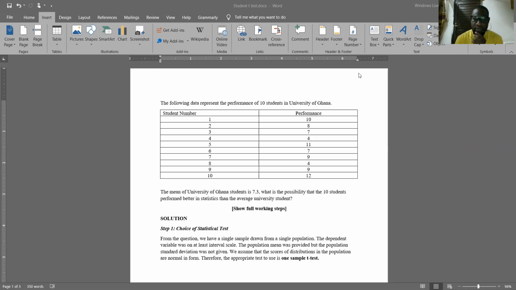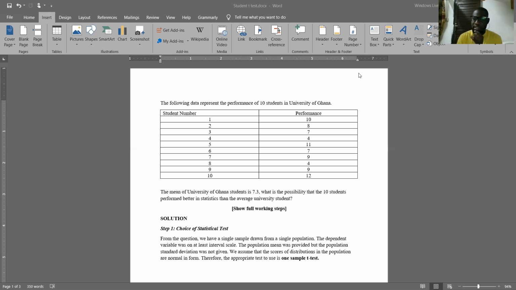In the last recording that I did, I walked you through how to analyze z-test. And we emphasized that with the z-test, there are certain assumptions: a sample will always be drawn from a population, the dependent variable should either be interval or ratio, and also the population standard deviation and the population mean should be given in the question. So these are the three main assumptions you should find in a question that should inform you to use z-test.